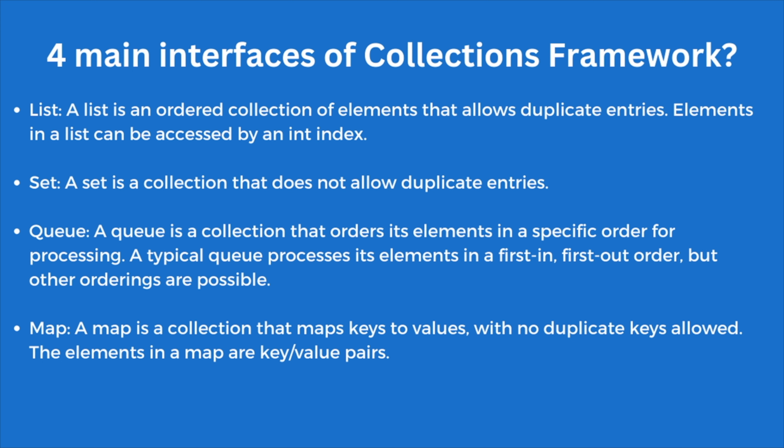And finally we have map. So a map is a collection that maps keys to values, and we do not allow any duplicate keys. So an element in the map are key value pairs basically.